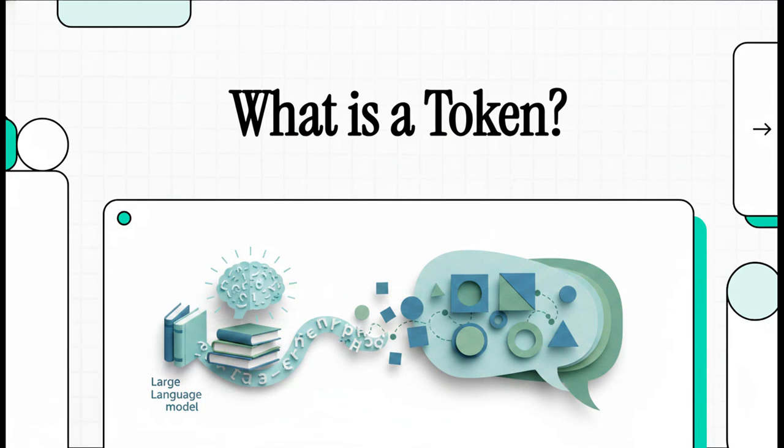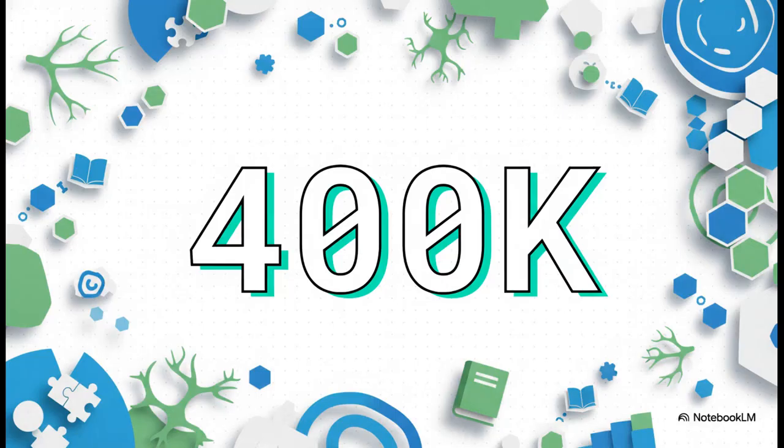Welcome to The Explainer. Today, we're diving into a concept that's at the absolute core of every single large language model, the token. It's pretty much the language these incredibly powerful systems speak. You've probably seen some pretty staggering numbers thrown around about models with these massive context windows, right? Like 400,000 tokens. It's a huge number, and it tells you a lot about a model's memory and power.